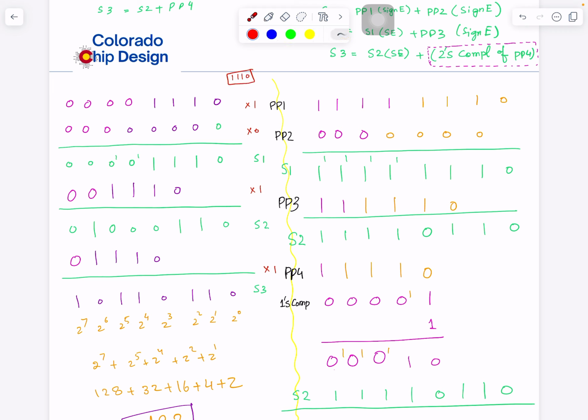We already discussed this. Let's add them: 0, 1, 0, 1, 0, 1, 1, 0, 1. And the second partial product starts from here because its weight is 2. You can see that we had to put 0 on the 3 most significant bits, and here 4. Then add them, we get this, S1.